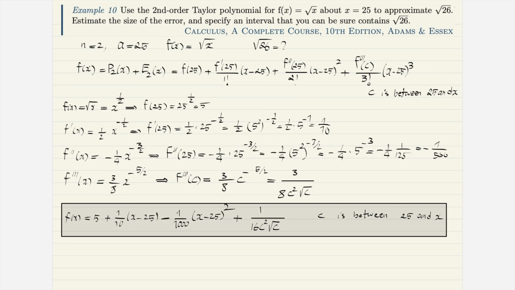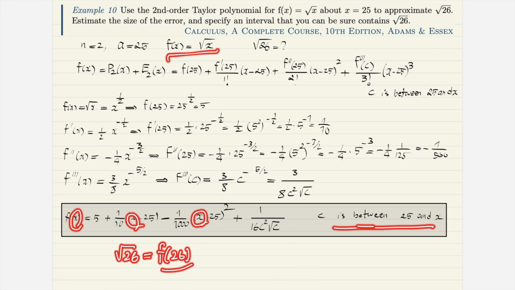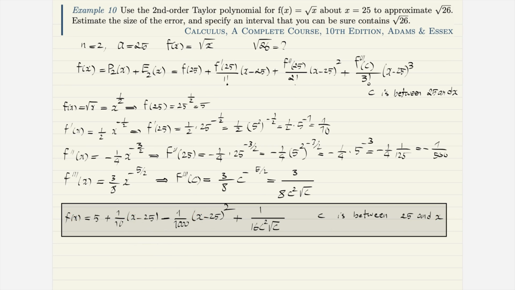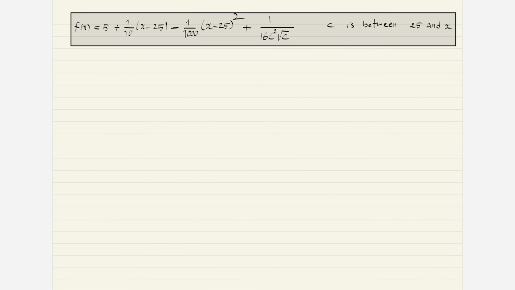Okay, now what we are supposed to do is calculate the square root of 26. So the square root of 26 is nothing except f of 26, because my f is the square root of x. So go here and replace x with 26. And then c will be between 25 and 26. Okay, so let me move everything to a new page so that we have enough space to write. So the square root of 26 is equal to f of 26. And now I replace x with 26 everywhere in this formula.